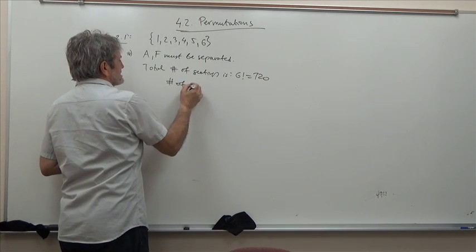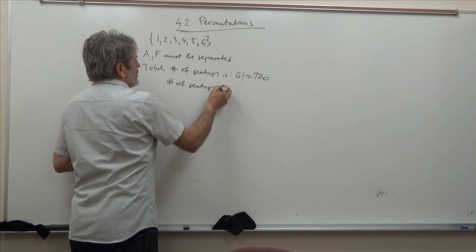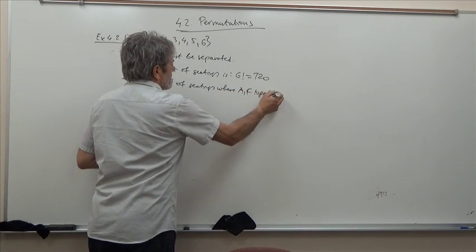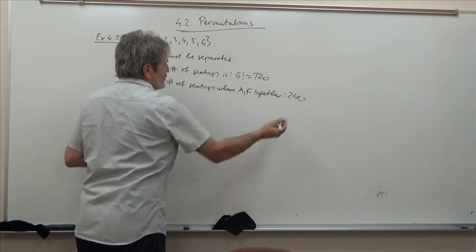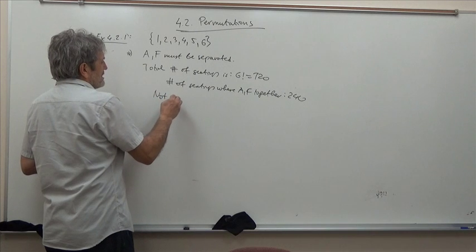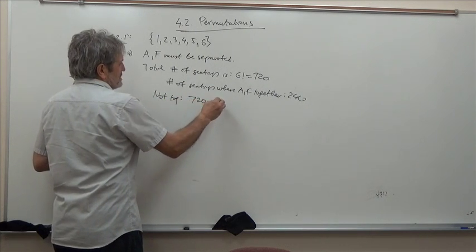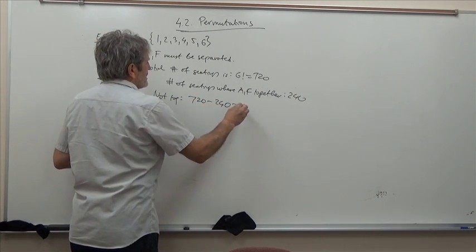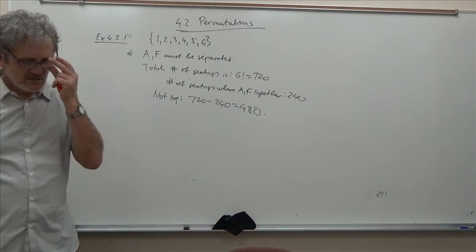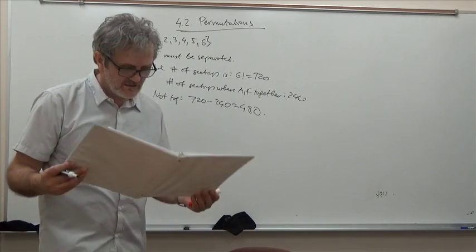The number of seatings where A and F are together, we just counted that as 240. So those where they are not together, 720, you remove those that are, and that's 480. So since we already did that counting, this was much cleaner.